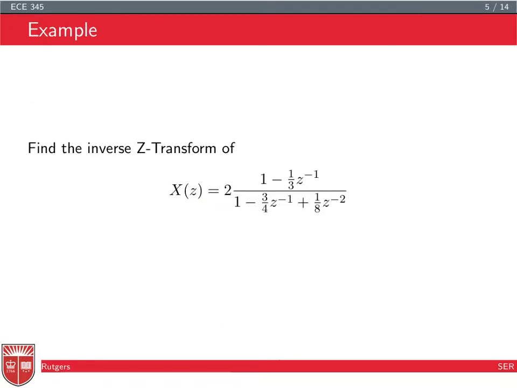So let's jump right into it and try to solve the following example. The example here consists of finding the inverse Z transform of the following Z transform. And you can easily see here that this Z transform is a rational function because it's a fraction with polynomials in the numerator and in the denominator.